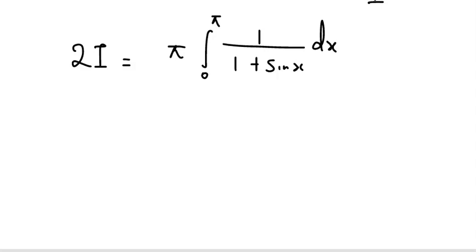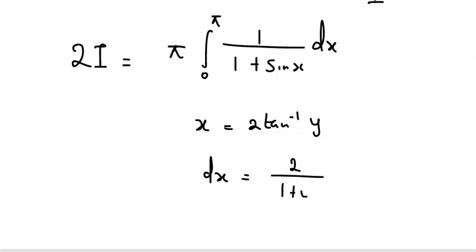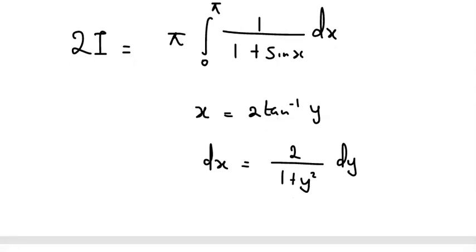So from here, we're going to make use of the Weierstrass substitution. We're going to let x equal 2 multiplied by the inverse tangent of y. So differentiate both sides, we get dx will be equal to 2 all over 1 plus y squared, and then we have our dy. Okay, this is really cool, right? So this is the Weierstrass substitution.